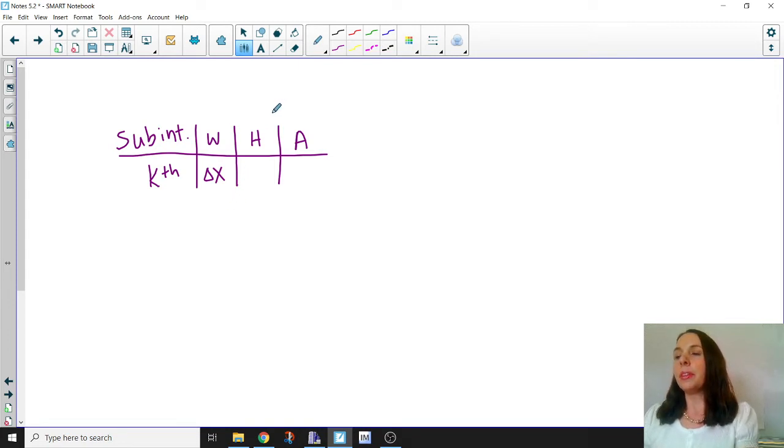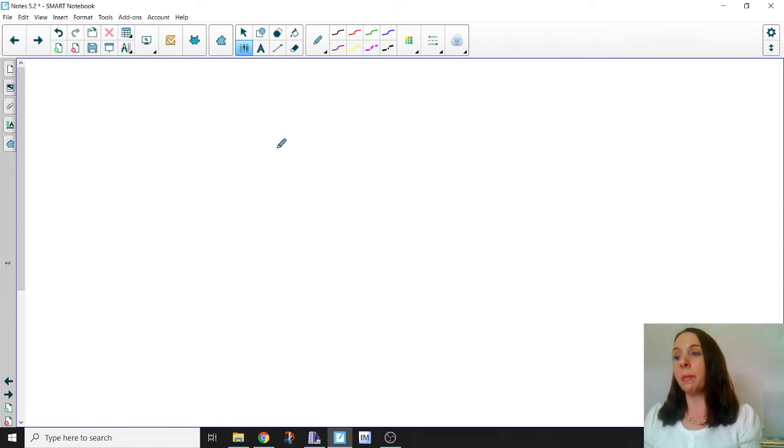Okay, now the height. This is a little bit trickier to denote. The height would come from whatever point we were deciding to use, whether it be a left endpoint, a right endpoint, or the midpoint, plugged into the function. Right? We would choose, are we going to do LRAM, RRAM, MRAM? Okay, let's say we're doing LRAM.